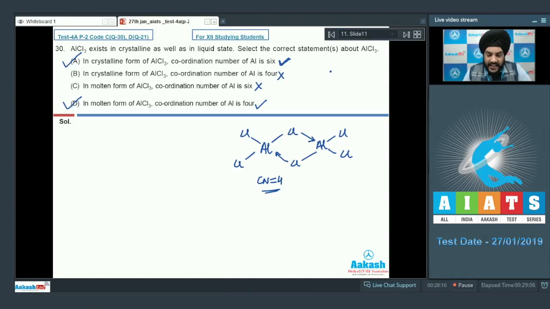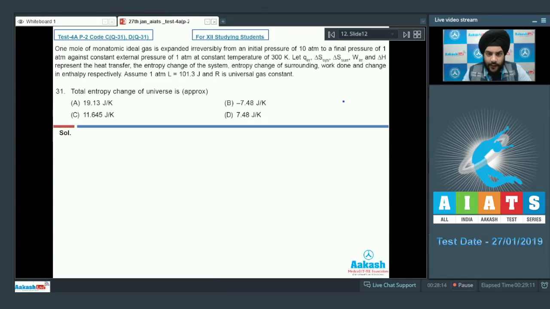Let us look at the next section now. So students, in this section, we have 2 paragraphs. The first paragraph has 3 questions, whereas the second paragraph has 2 questions. Each of these questions in the paragraph has 4 options, out of which one or more than one option may be correct. So let's start with question number 31.